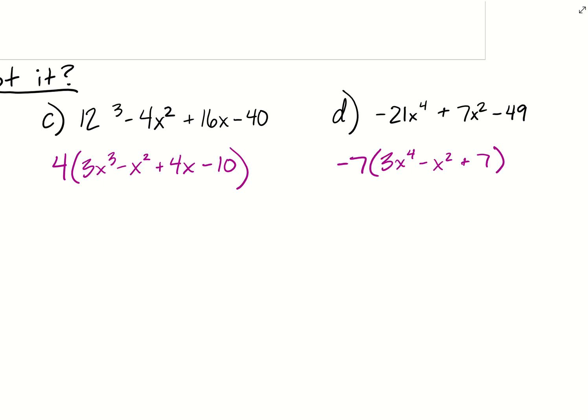All right, so this is what you should get on C and D. As you can see, I've accidentally somehow erased some stuff on the got it problem, but I think I've got that written down correctly on C. Notice that the negative 40 at the end doesn't have a variable, so we can't pull a variable out for that one. All we can pull out is the 4, and then that's what it should look like factored. On D, again, I erased one of the signs, so hopefully that's what it was before. I'm pretty sure it is. But you should get negative 7 times 3x to the 4th minus x squared plus 7.